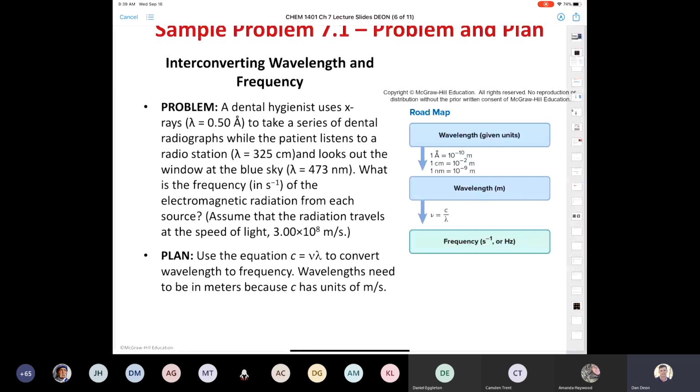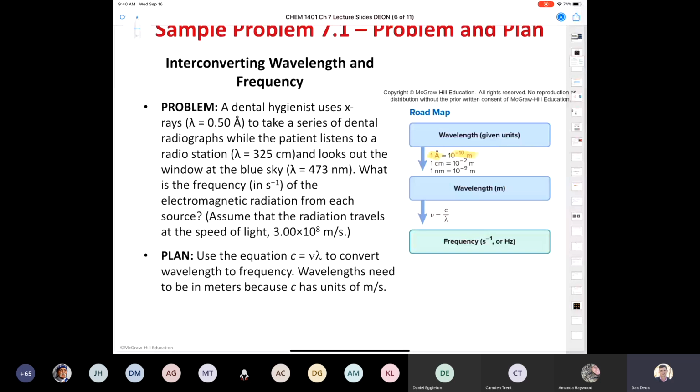It says a dental hygienist uses X-rays, which have a wavelength of 0.50 angstrom. If you don't know what an angstrom is, it's a really exotic unit of distance, of length, sorry. An angstrom is nothing more than 10 to the negative 10 meters. If you've never heard of an angstrom, don't stress about it. Anyhow, so you have the wavelength of half an angstrom in your X-ray to take a series of dental radiographs while the patient listens to a radio station that has a wavelength of 325 centimeters, that's a long wavelength, right?